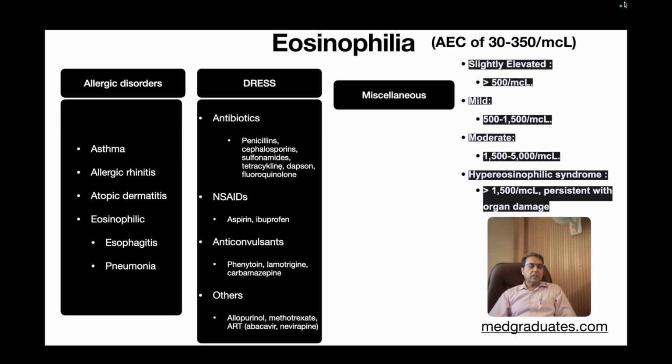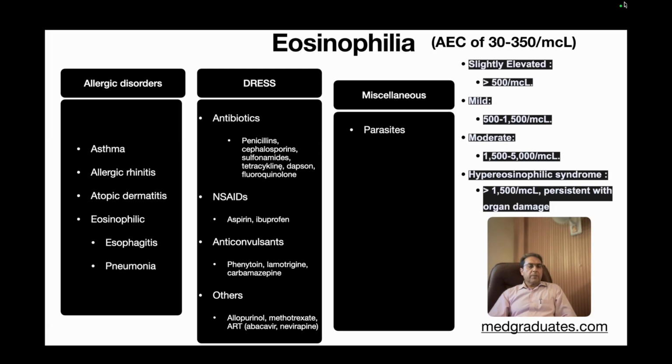And then there are miscellaneous conditions, some of which may be quite serious. Parasitic infections, particularly the parasites which infiltrate the tissues like Ascaris and hookworm, can cause it. And then malignancies, they are an important cause because they should never be missed. For example, Hodgkin's lymphoma, acute myeloid leukemia, acute lymphoblastic leukemia, myelodysplastic syndrome, colorectal carcinoma, carcinoma of the lung, the prostate, breast, ovary, cervical cancer, they can all cause eosinophilia.